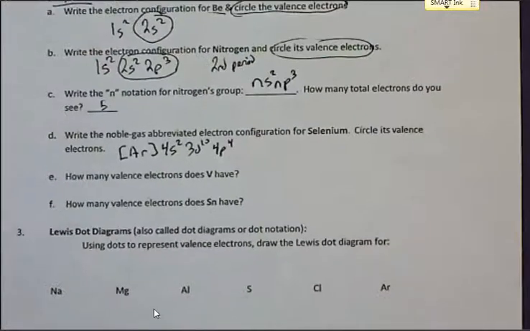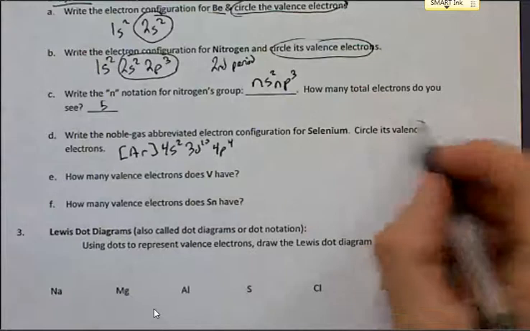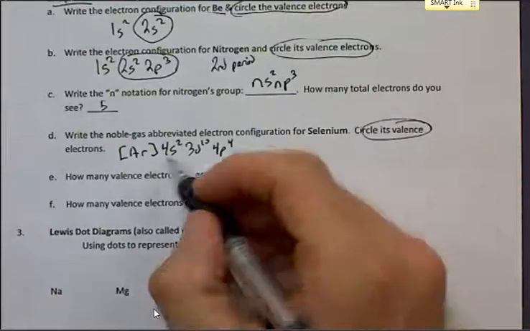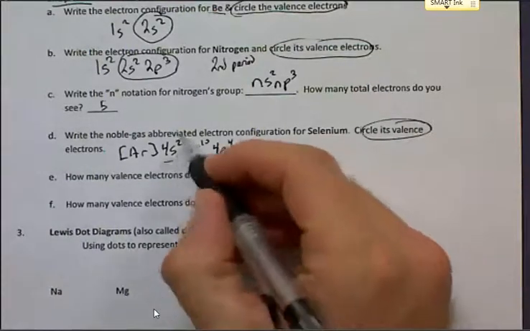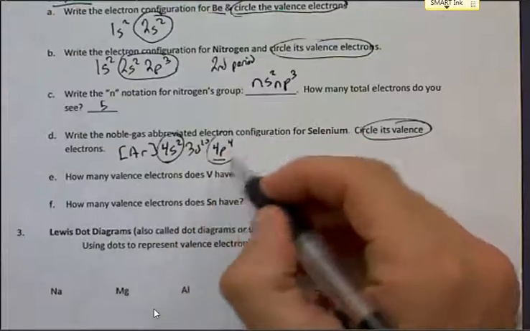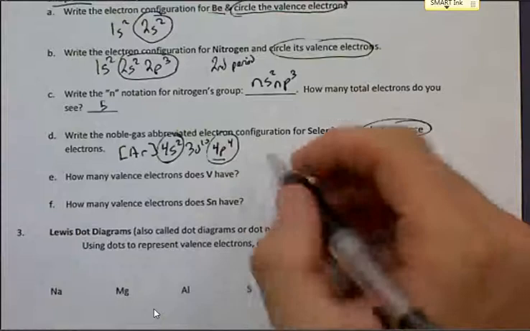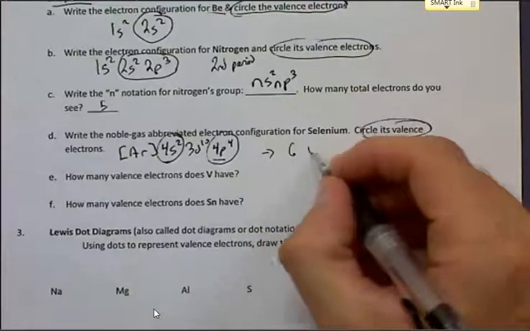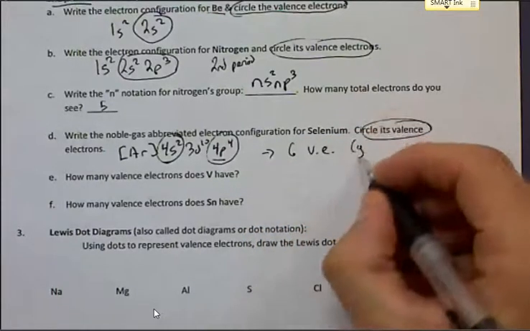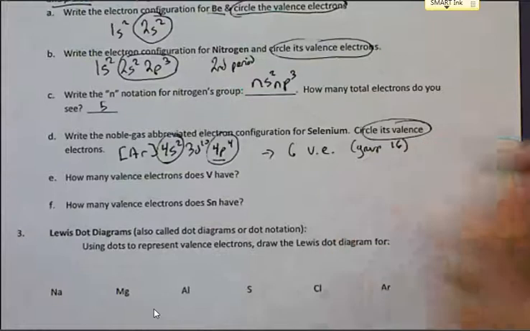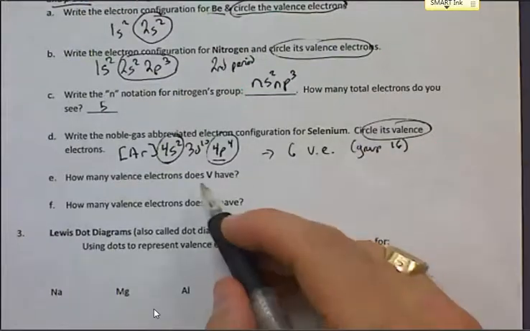Now we're going to circle its valence electrons again. The 4s and 4p are both at the highest energy level. The 3d is not. So this would have 6 valence electrons. It makes sense, since it's in group 16. Okay. How many valence electrons does vanadium have?